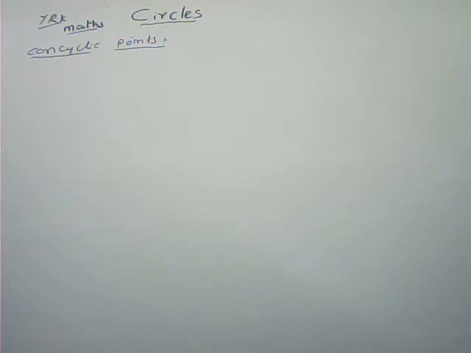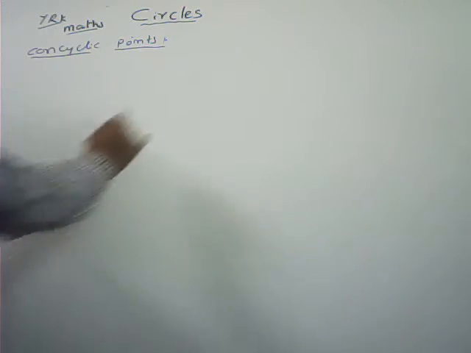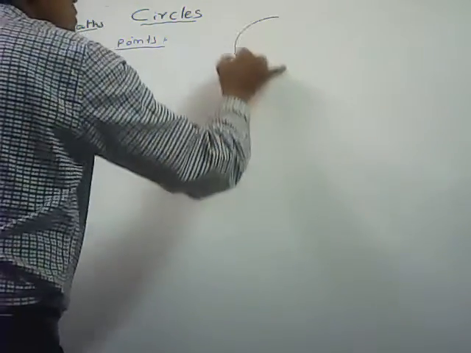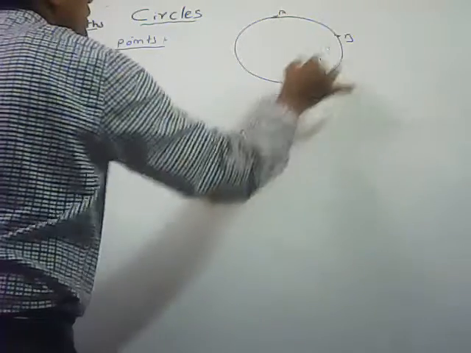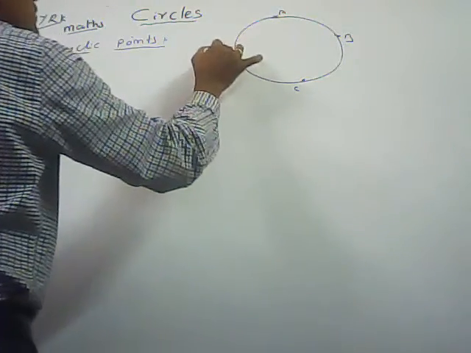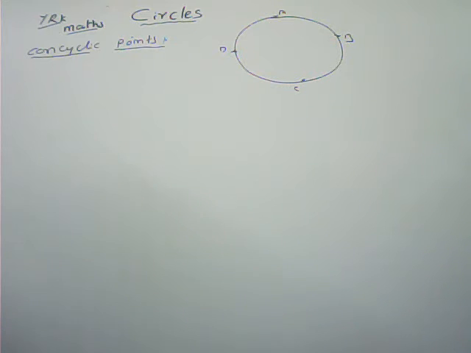Here next, concyclic points. Four points are said to be concyclic points if they lie on the same circle.